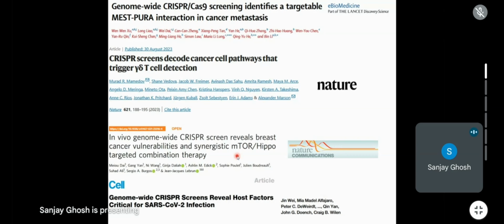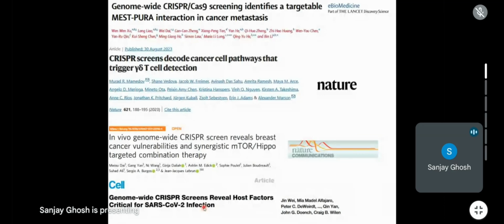And of course, after the SARS-CoV-2 pandemic, the screens have revealed what kind of proteins inside the cell are required for SARS-CoV-2 infection, and genome-wide, right? Out of 20,000 odd genes, how many are required for SARS-CoV-2? And those can be developed as therapeutic drug targets in the future, right?